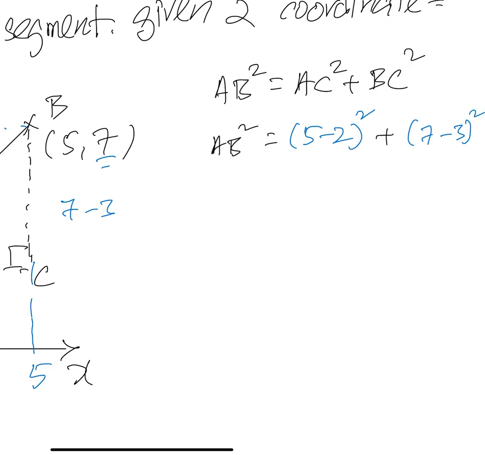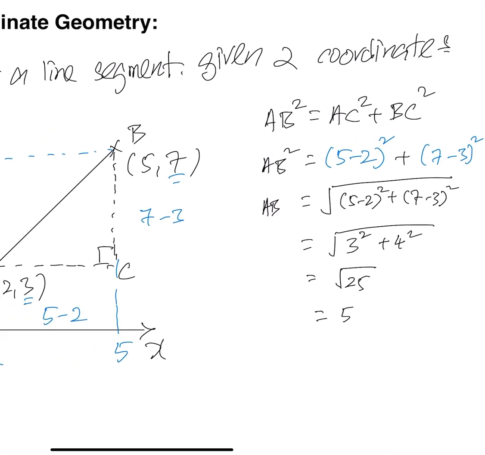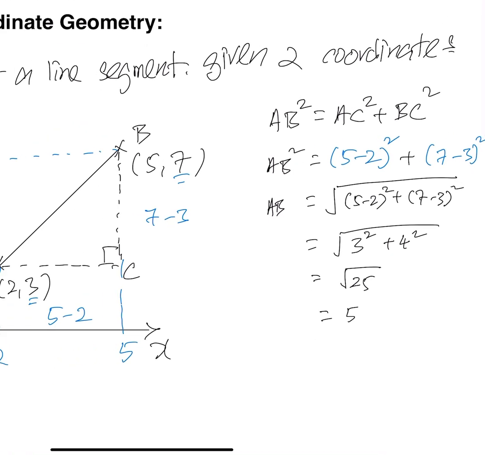With this, I will know that AB is equal to the square root of (5 minus 2) squared plus (7 minus 3) squared. If I press my calculator, I will get 3 squared plus 4 squared, which is 25, and AB is 5. So this is how you find the length.